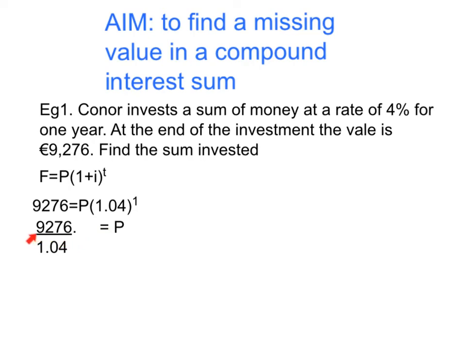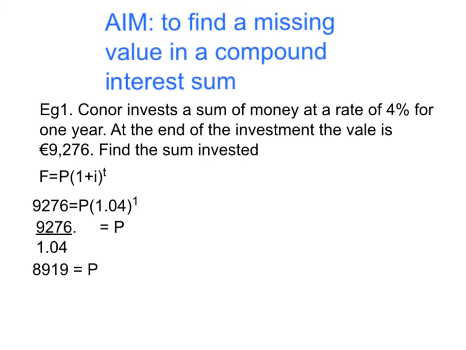And now it's just a matter of putting 9276 divided by 1.04 into my calculator. Once I divide this, as you can see, I get 8919. I think it's 0.23 or something, but don't worry about that for the time being, okay? And that would be my principal. So that's what Connor invested at a rate of 4% for 1 year.